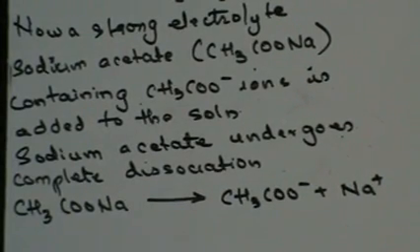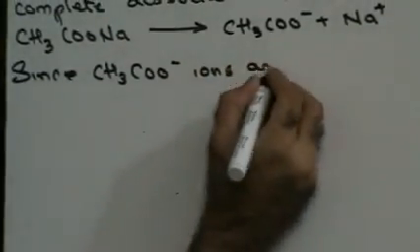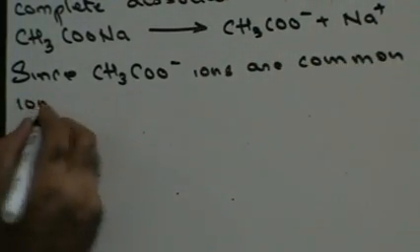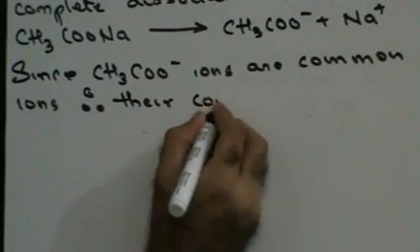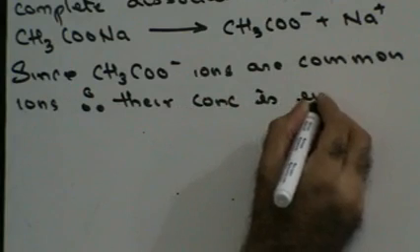Now, since acetate ions are common ions, that is, they are present both in acetic acid and sodium acetate, the concentration of acetate ions will be increased.